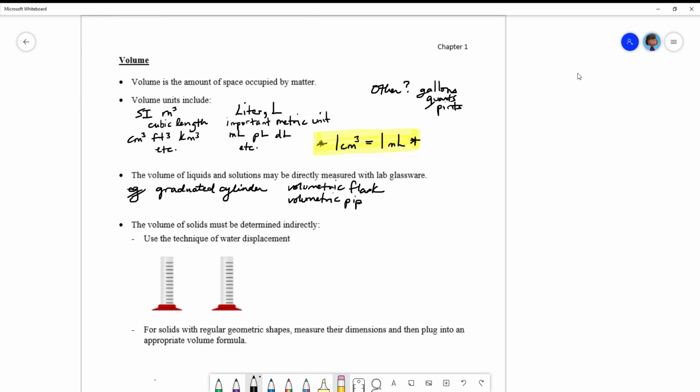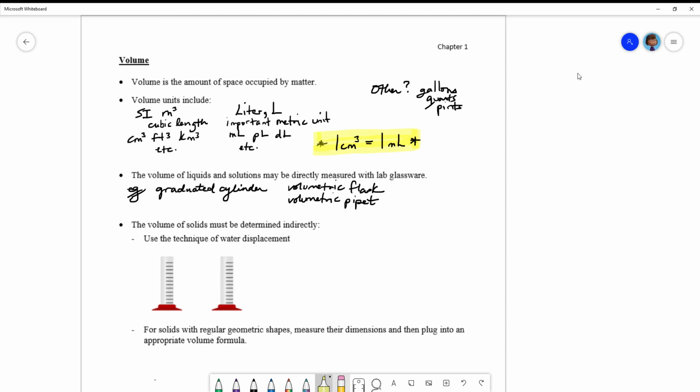And both of these you will meet in some of our labs later this semester. Now, whereas we can measure these volumes of liquids and solutions directly, it's a little bit different for solids. Turns out that the volumes of solids must be determined indirectly. One of the more popular ways of doing this is the technique of water displacement. So let's see if you remember how this works.